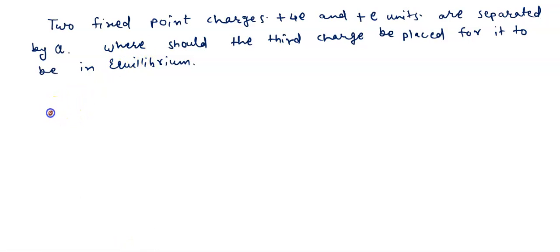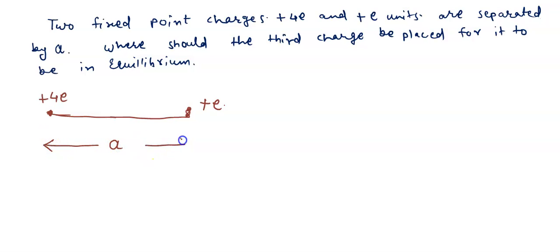So what we will do is, we will be assuming two charges. Not assuming, we have been given two charges. One is plus 4E and the other one is plus E. So this is plus 4E and this is plus E. Okay, and they are separated by a distance small a. So they are separated by a distance small a, right?